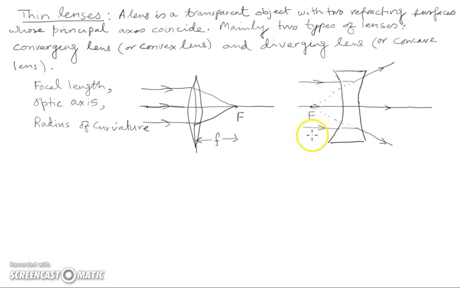And then the distance from the middle of the lens to that focal point will be called the focal length of that lens. Obviously, in the case of the diverging lens, this focal point is imaginary, whereas this focal point is real.